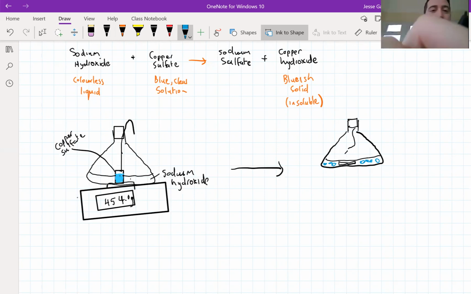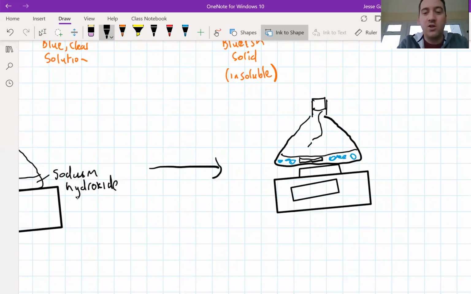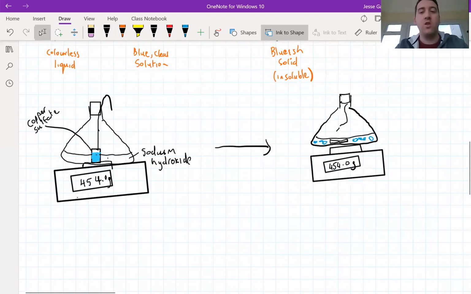Now, if I watch my mass balance, even though the reaction has happened, the mass does not change. 454 grams. That's what I would expect to see because mass is conserved. None of the product escaped or splashed out. I had the same amount of atoms there at the end as I did at the start, so the mass will remain the same. This is something that proves the law of conservation of mass.